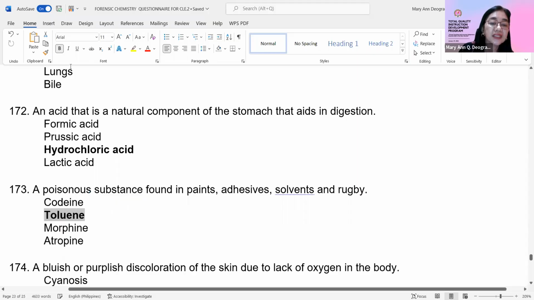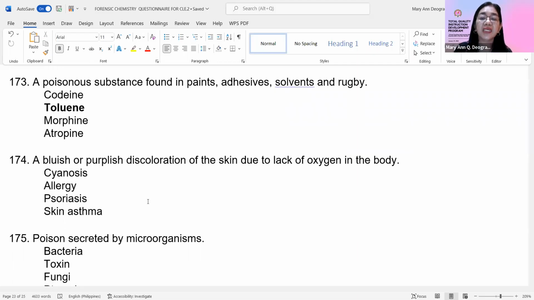Yun yung nakaka-addict dyan. Okay, a bluish or purplish discoloration of the skin due to lack of oxygen in the body.